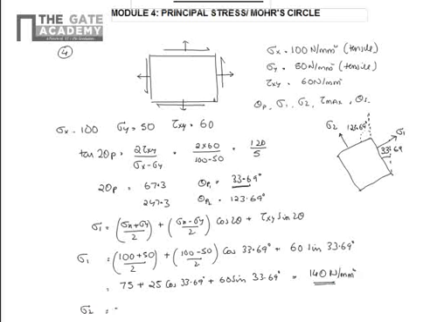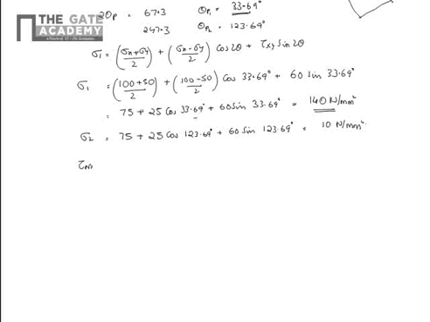What will be sigma 2? Sigma 2 will be the same, but the angle will be different. Cos of, instead of 33.69 degree, now we have 123.69 degree plus 60 sin 123.69 degree. If you calculate it, it will come out to be 10 Newton per mm square. So what will be the maximum shear stress? Maximum shear stress will be sigma 1 minus sigma 2 by 2. You have already seen this. That will be 140 minus 10 by 2, equal to 65 Newton per mm square.